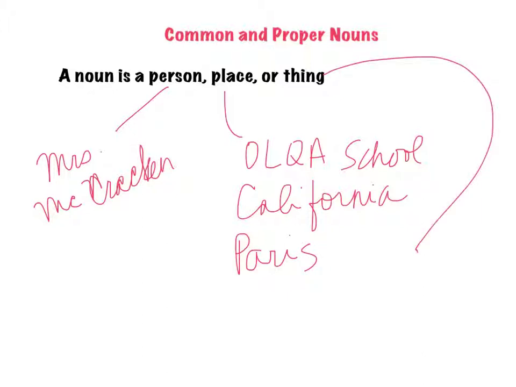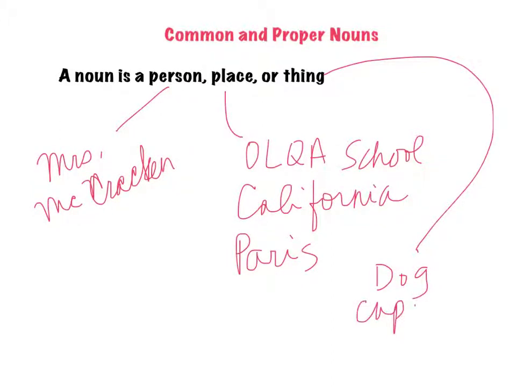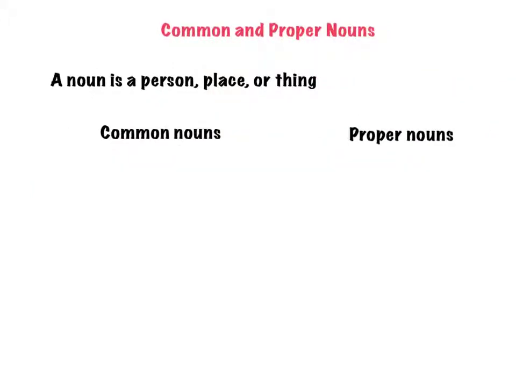And a thing could be anything, like a dog, or a cupcake, or a swimming pool, anything like that. So we're going to be talking today a little bit about different types of nouns, and that would be common nouns and proper nouns. Nouns come in different types. That we have common nouns and proper nouns.